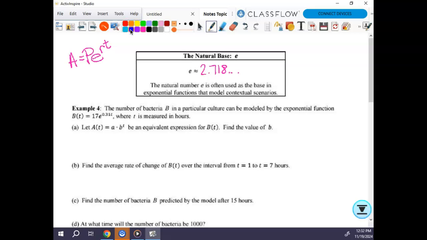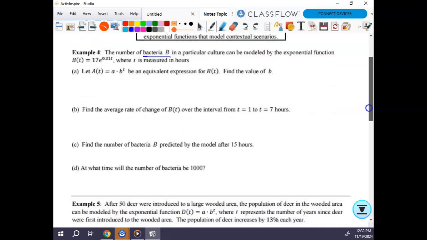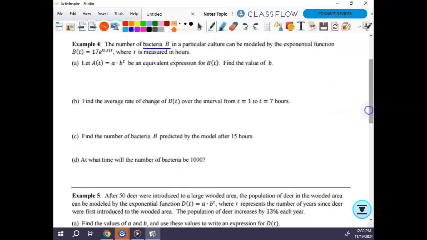So on example 4, it says the number of bacteria B in a particular culture can be modeled by the exponential function, and then it gives me an entire function this time, where t is measured in hours, okay? Then it goes on to say, let A of t be equal to A times b to the t. That's your general form right there. It's an equivalent expression for B of t. Find the value of b.